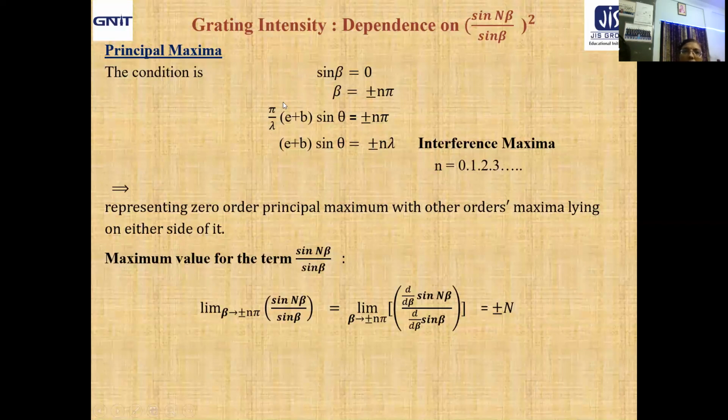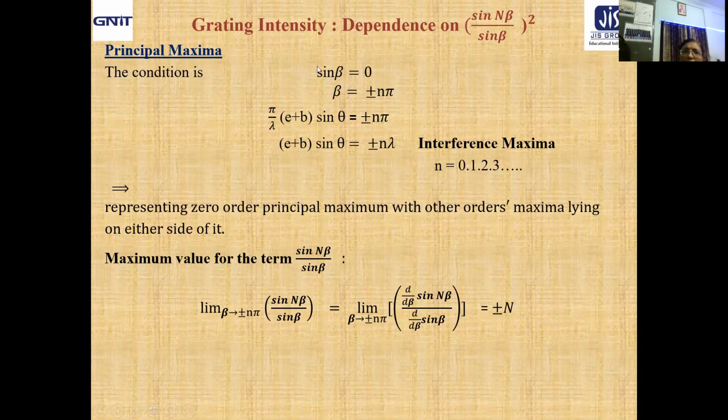Now, let us come to the case of grating intensity. Already we have seen that there are two terms in the resultant I. One is I0 sine square alpha by alpha square, whose contribution to the intensity we already discussed twice, so I am not doing it once more. And what about the second term? That is sine n beta by sine beta whole square, the so-called interference term. Let us now take a look at its contribution to the resultant grating intensity diffraction pattern.